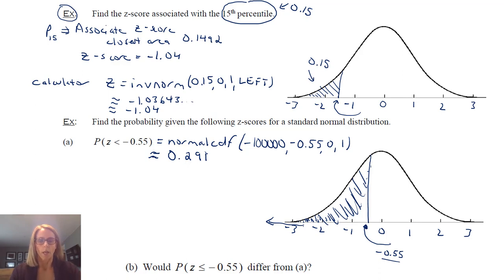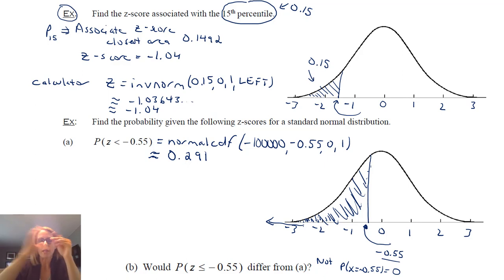-0.55. Now, when it asks this question down at the bottom, would P of Z less than or equal to -0.55 differ from A? It would not. And the key thing here in chapters 4 and 5, with discrete probability issues, is that we're not worrying about any one value. So the idea here is that P of X equaling 0.55 is actually 0. So the probability of, and I should actually have a negative on that, the probability of any specific one value for a z-score is 0 because the data is continuous.